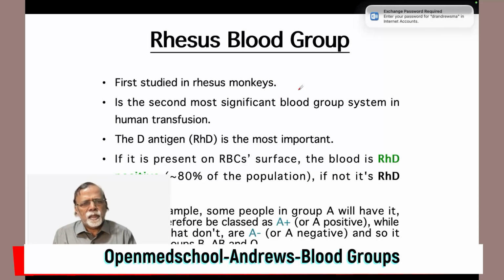So the RH is rhesus blood group. It was first studied in rhesus monkeys. This is the second most significant blood group system in humans, especially for transfusion. 80% of the population is RH positive, meaning the D antigen is positive, and 20% is RH negative. I already explained the various groups: A positive, A negative, B positive, B negative, AB positive, AB negative, O positive, O negative.